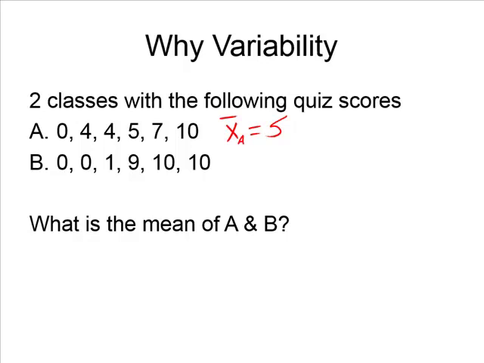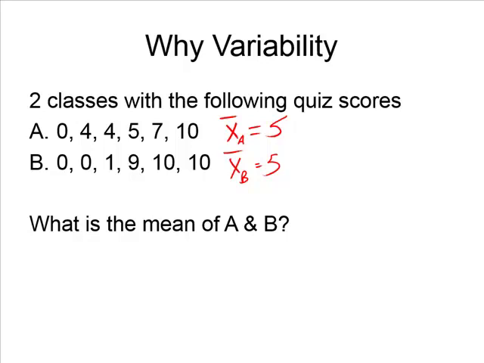0 plus 0 is 0. 0 plus 1 is 1. 1 plus 9 is 10. 10 plus 10 is 20. 20 plus 10 is 30. 30 divided by 6. 5 again. So I've got 2 sets of numbers. Their averages, their means, are both 5. But looking at the distribution of the scores, they look nothing alike.